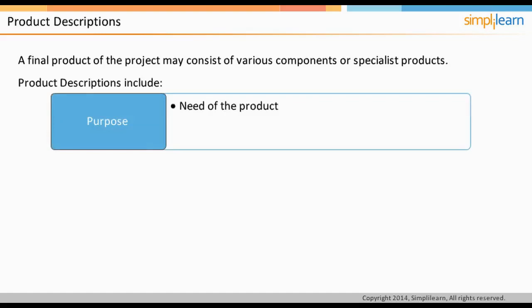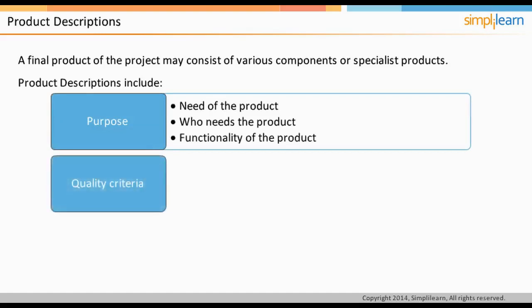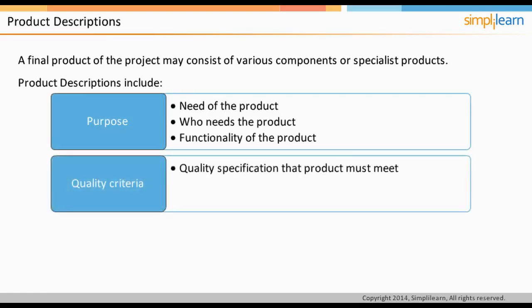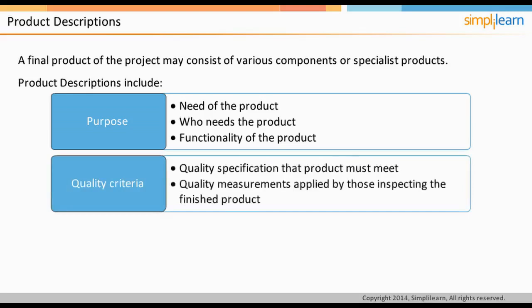A product description should include the purpose of the product and its quality criteria. The purpose should describe the need of the product, who needs the product, and functionality of the product. Quality criteria are the quality specifications that the product must meet and the quality measurements that will be applied by those inspecting the finished product.